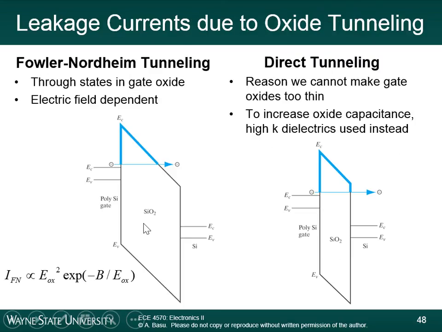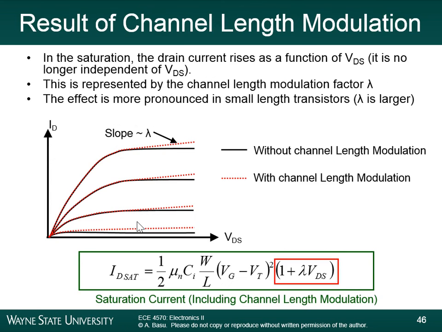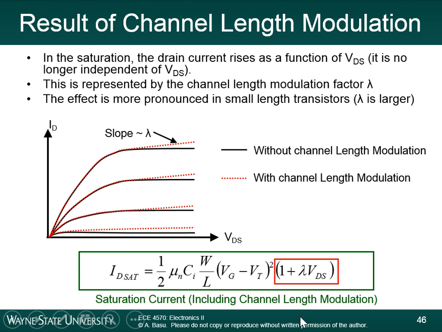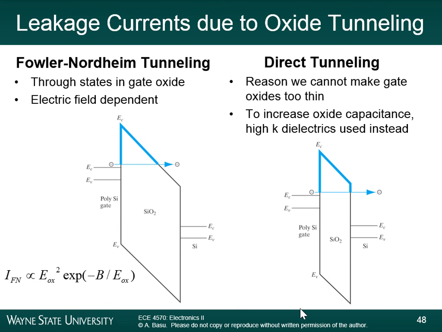So the next topic here is leakage currents. This is the third of the second order effects that we'll talk about. Leakage currents. This is also something that becomes more important as you miniaturize the transistor. So when you make the gate oxide very thin, you'll start to get problems with oxide tunneling.